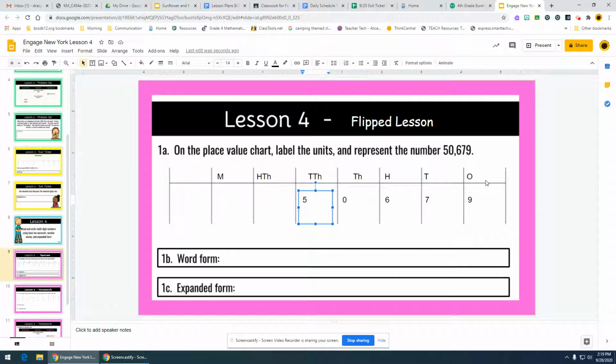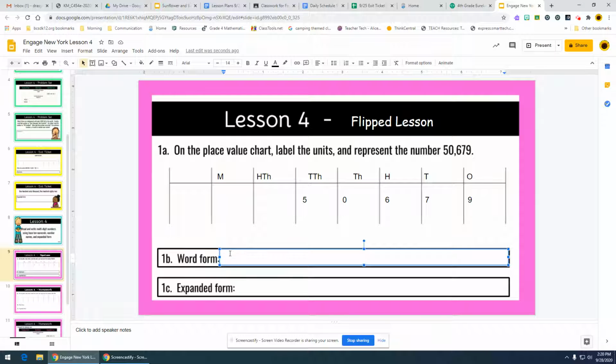50,679. In my ones place, I would have 9 place value discs. In my tens, 7. In my hundreds, 6. In my thousands, I won't have any. And my 10,000s will have 5. The next thing I need to do is write it in word form.